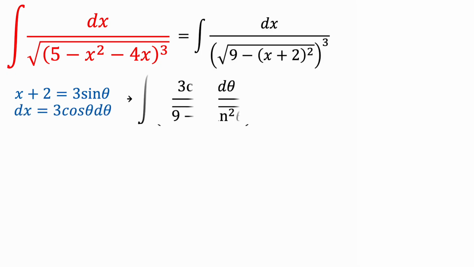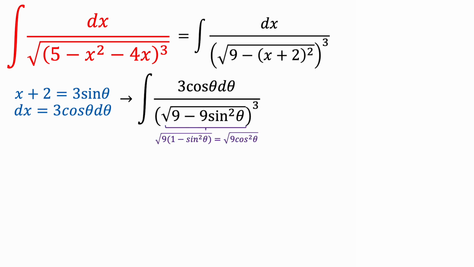Now let's substitute. For the numerator, I'll put 3 cosine theta d theta in place of dx. Under the radical, it becomes radical 9 minus. If I write 3 sine theta instead of x plus 2, when it's squared, it becomes 9 sine squared. Again, we factor out under the radical. From what? Well done, we factor out a 9. That becomes 9 times 1 minus sine squared, and 1 minus sine squared, as we know, is cosine squared. So it turns into 9 times cosine squared, all raised to the power of 3.